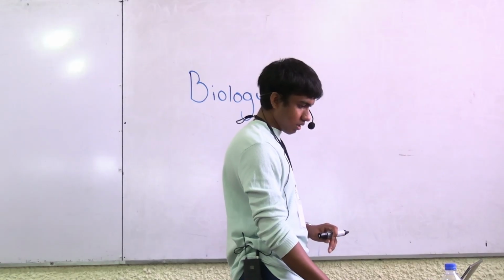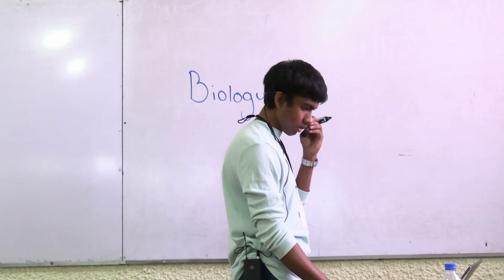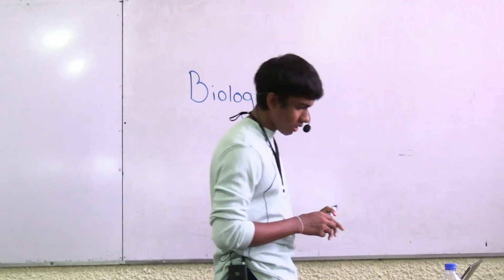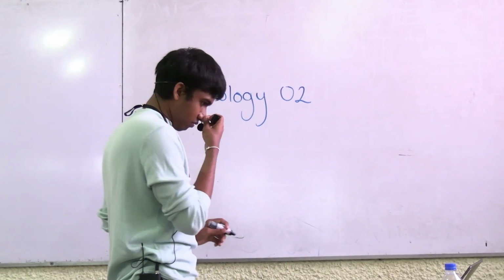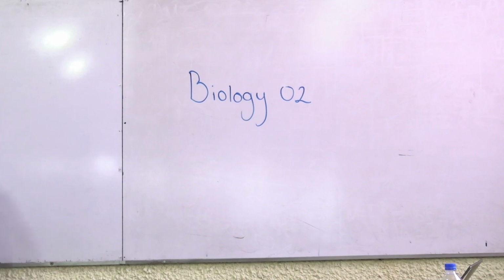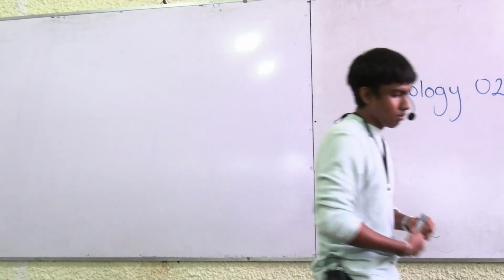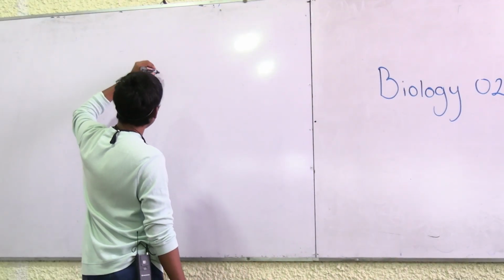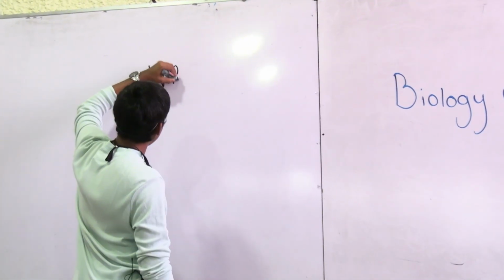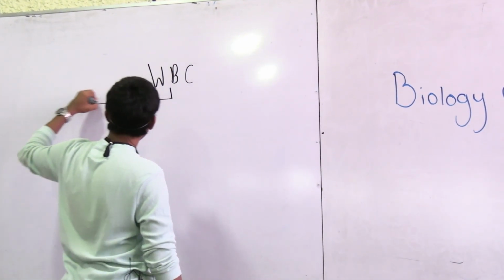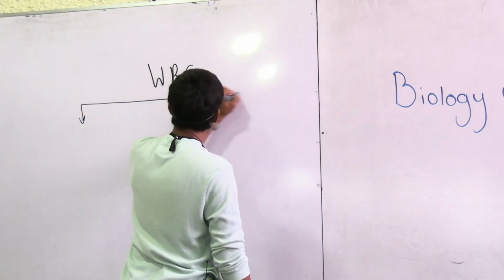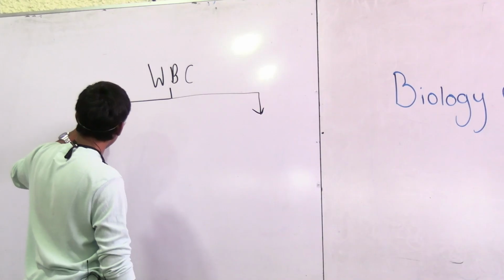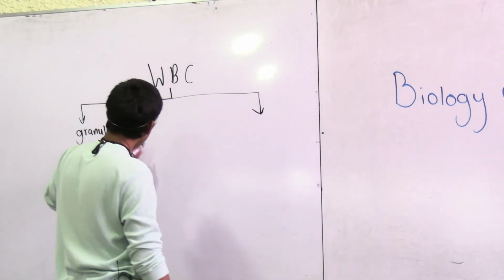Next we have: select the option which gives a type of non-granular site and a type of granular site respectively. Now when we take white blood cells, you can write them as WBC. You can categorize them under two types: granulocytes and agranulocytes.